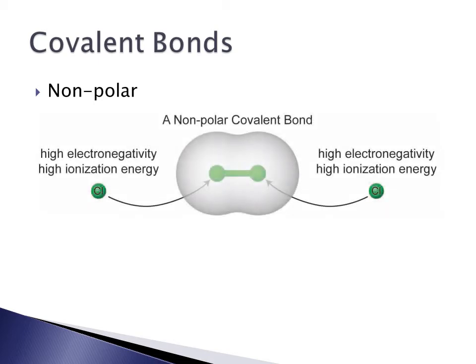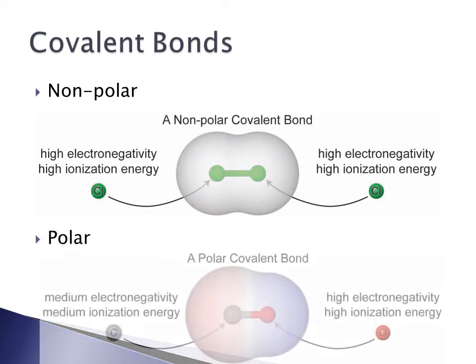An example of a nonpolar bond would be if you have two elements that have the same or very close to the same electronegativity values. For example, here we have chlorine, a Cl2 molecule. Each Cl atom has an electronegativity value that's equal to the other one. So the electrons are not going to be more attracted to one than the other. They're going to be shared equally.